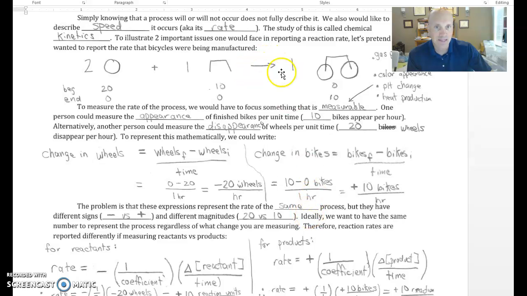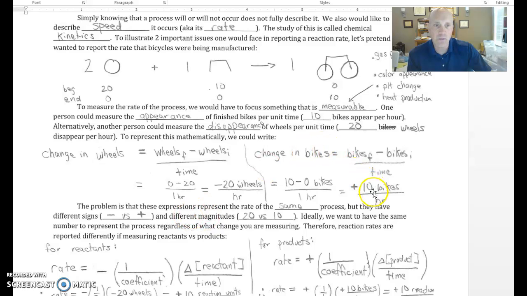But the thing is, they're actually measuring the rate of the exact same process. The exact same event. All right, so we'll just say a reaction event is whenever 2 wheels combine with 1 frame to make 1 bike. Every time that happens, you're going to see an increase of 1 in the amount of bikes, but you're going to see a decrease of 2 in the amount of wheels, even though it's the exact same event that is occurring.